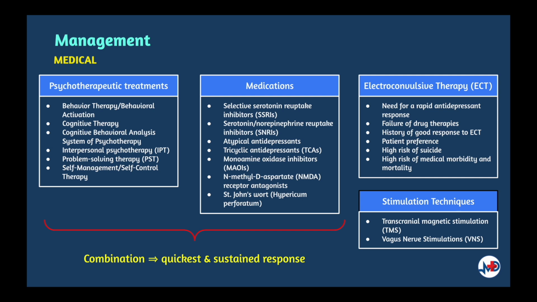In all patient populations, the combination of medication and psychotherapy generally provides the quickest and most sustained response. So there are a number of evidence-based psychotherapeutic treatments for adults with major depressive disorder, and these include behavioral therapies, cognitive behavioral therapies, interpersonal psychotherapies, problem-solving therapies, and self-management or self-control therapy.